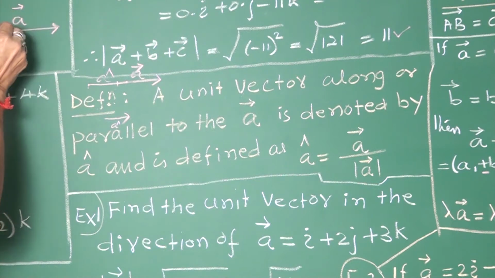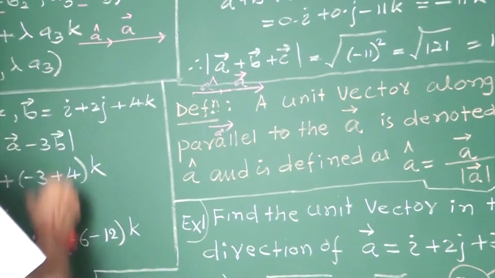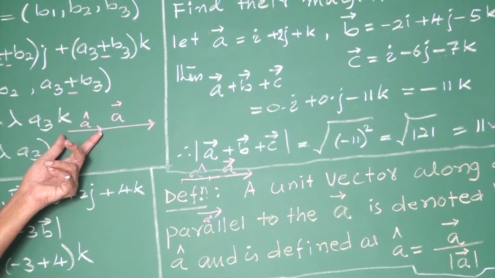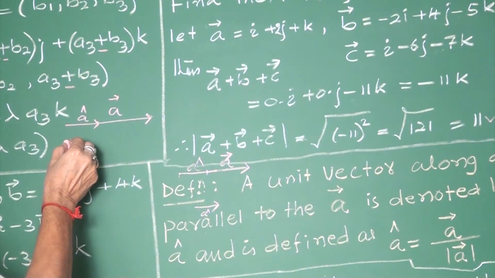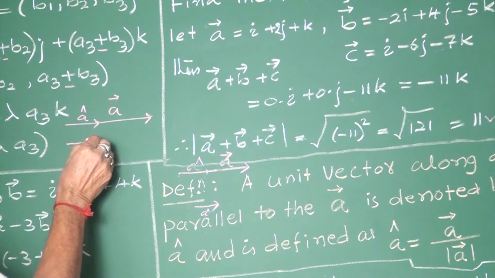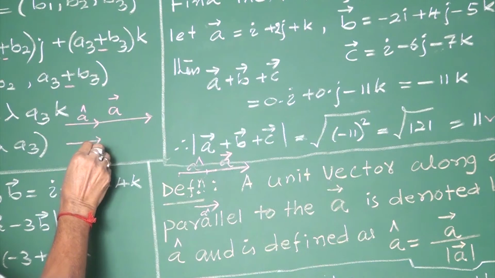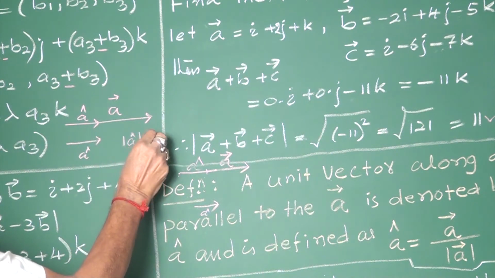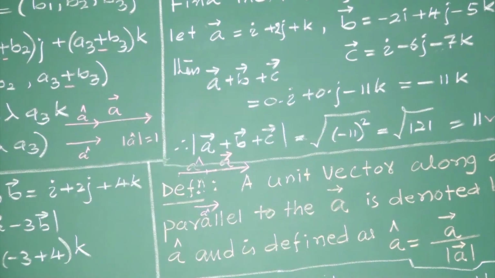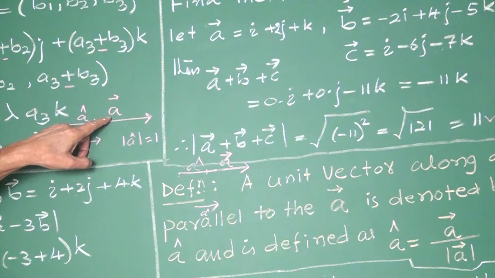Then this is a cap, my friend. This is a cap, this direction. A cap means its magnitude is 1, it is along the vector A. Parallel means the direction is same. What about its magnitude? The magnitude of A cap is 1 unit. Why? It is a unit vector. And what is the direction? It is in the direction of the vector A.